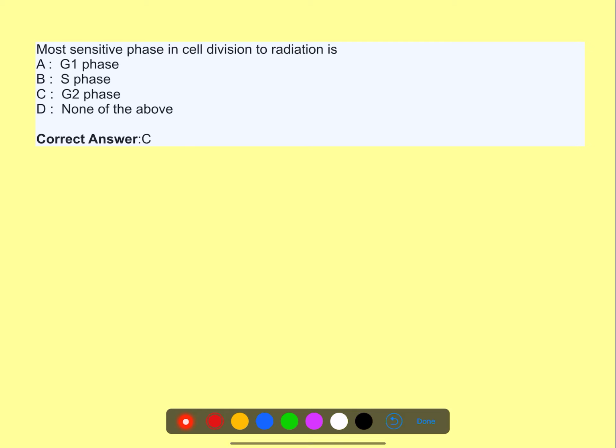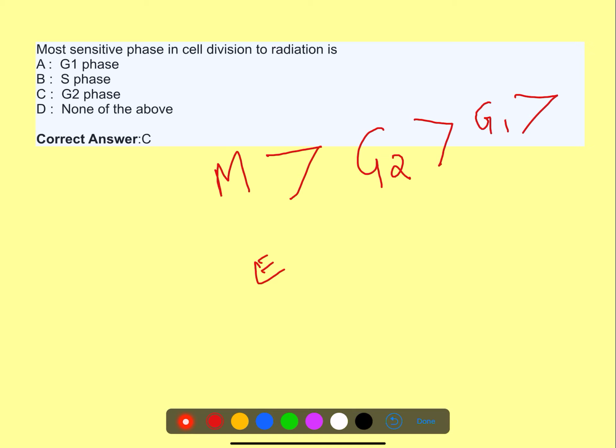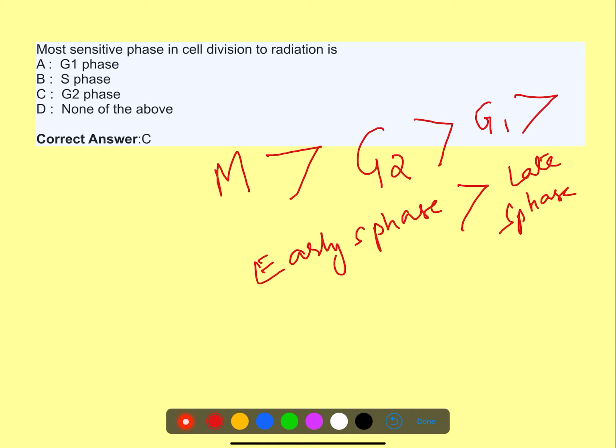The most sensitive phase in cell division to radiation is. If you go by the order of sensitivity, M phase is more sensitive when compared with G2 phase, then G1 phase, then early S phase is more radiosensitive, then late S phase. This is the order of sensitivity from most to least radiosensitive. So among the options, the more sensitive one is the G2 phase.